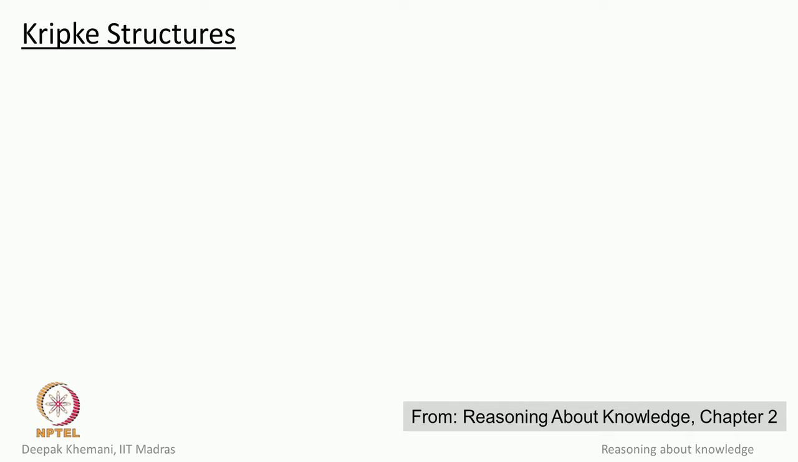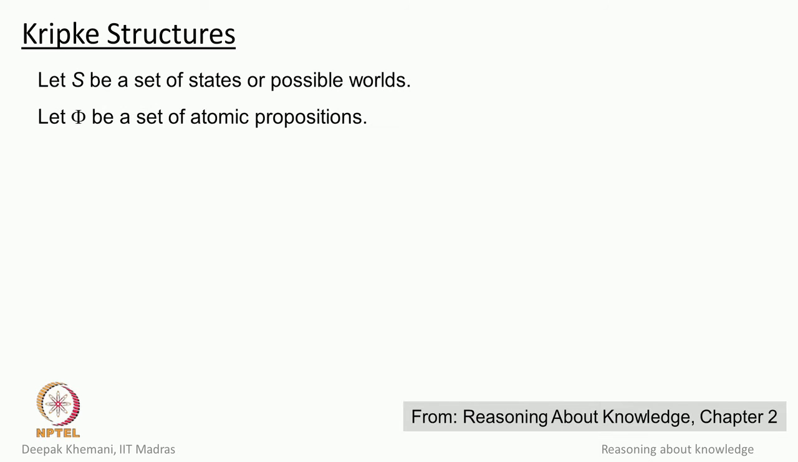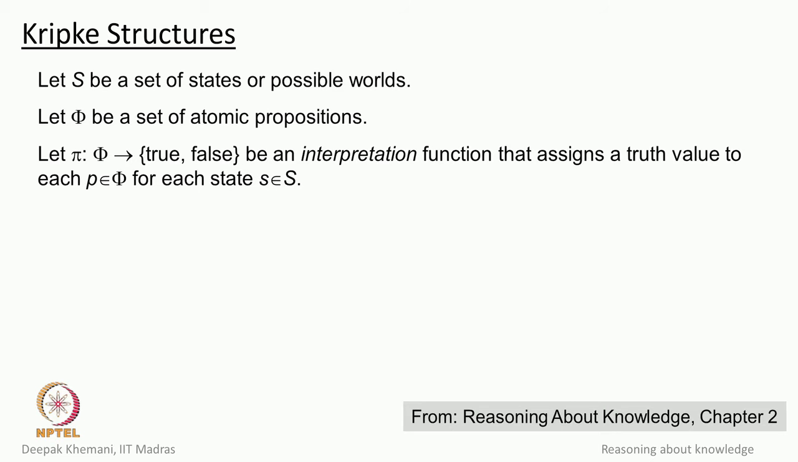Okay, so what I am doing now is from this book. So, let us define Kripke structures. Let S be a set of states or possible worlds. Let phi be a set of atomic propositions that we are interested in. Let pi be an interpretation or a mapping which for every possible world maps every proposition to either true or false essentially.